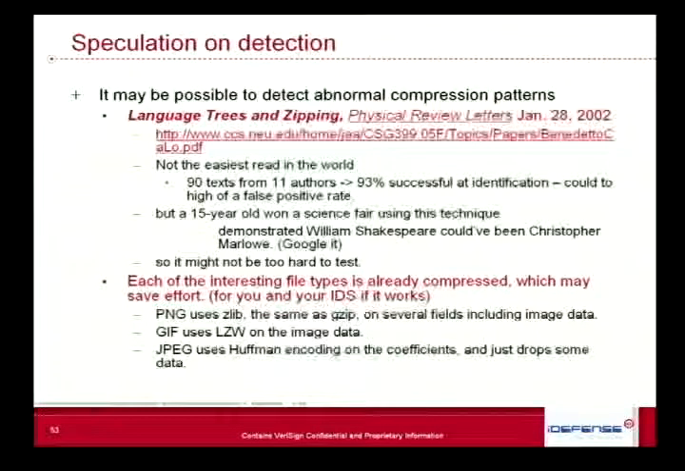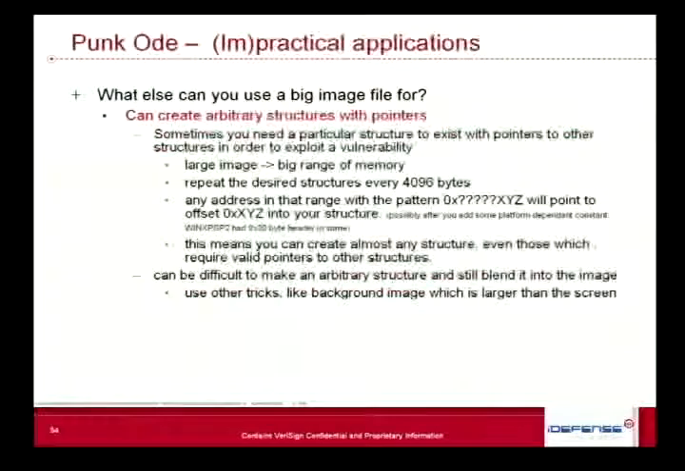Each of these interesting file types is already compressed, which may save some effort, both for you and for the IDS, if it works. PNG uses zlib, which is the same type that they use with the gzip compression. GIF uses LZW, and JPEG uses the Huffman encoding on the coefficients. So you've already got the compression happening for you, so that may help. What else can you use a big file for?